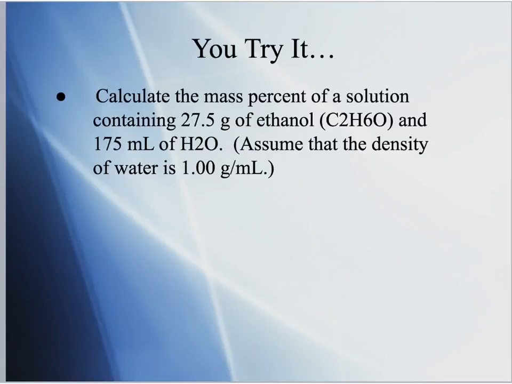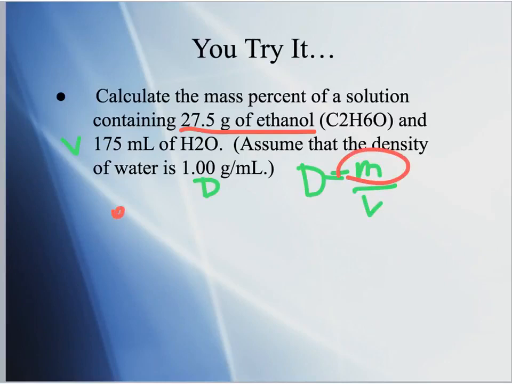And so what you'll have to do is we've got the amount of solute here, 27.5 grams of ethanol, and we have the solvent, but instead of giving you just the grams of water, we've given you the volume and we've given you the density. So guess what? You will have to do the density equation in order to find the mass, which then you can plug into your percent mass equation. So go ahead and pause it here. Take a few minutes to figure it out, and then you can unpause it and see if you did it right.